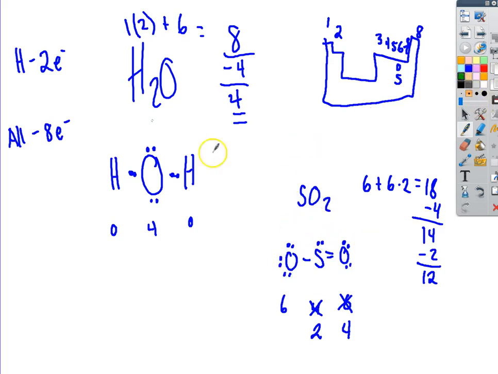The ones that are on the center atom, we call those lone pairs. And the bond that's holding them together, this bond right here, this is called a covalent bond. Okay, what's a covalent bond? Let's try doing a couple more.